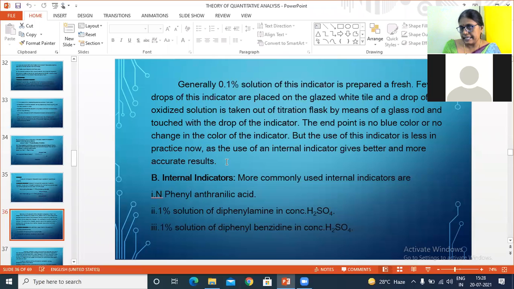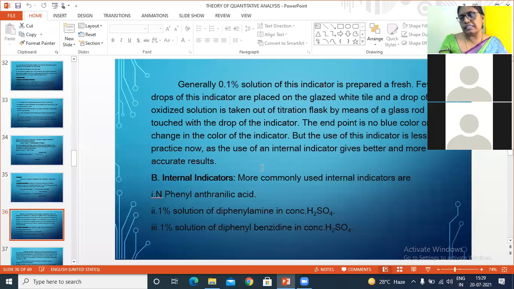Then what about the internal indicators? The more commonly used internal indicators are N-phenyl anthranilic acid, a 1% solution of diphenylamine in concentrated sulfuric acid, and a 1% solution of diphenyl benzidine in concentrated sulfuric acid. All three can be used as internal indicators for dichromate titrations. In most cases, for our practical purposes, we use the 1% solution of diphenylamine in concentrated sulfuric acid, which is also available in liquid form in the market. Simply we bring that solution and use it as an indicator.